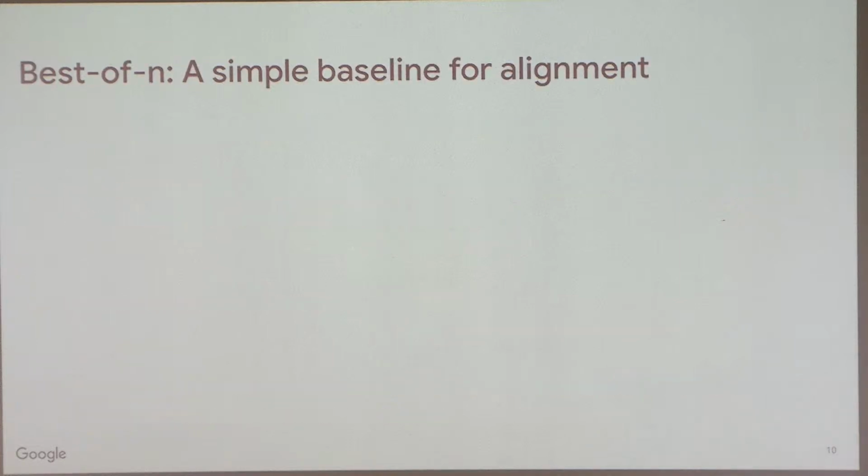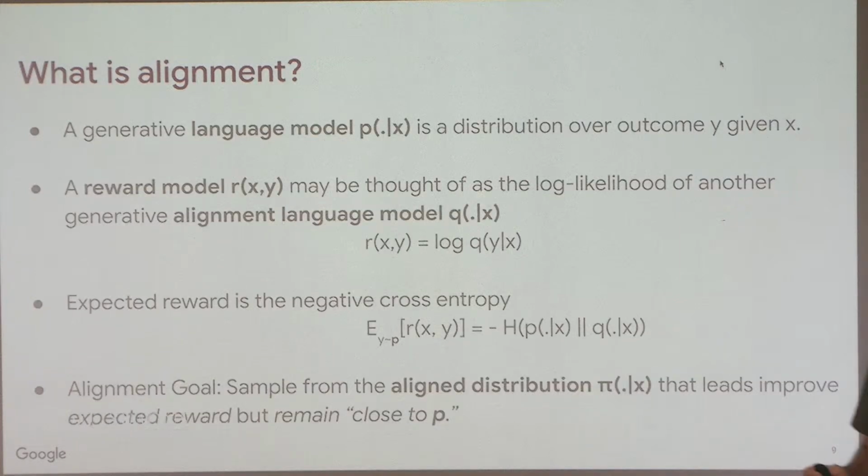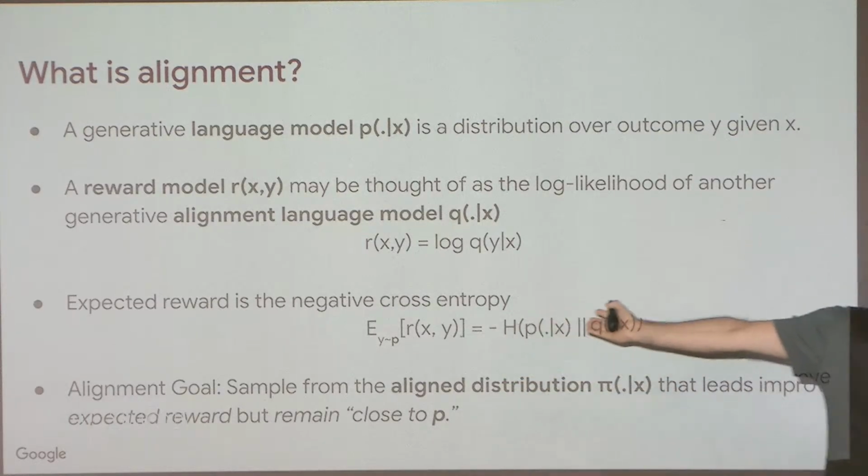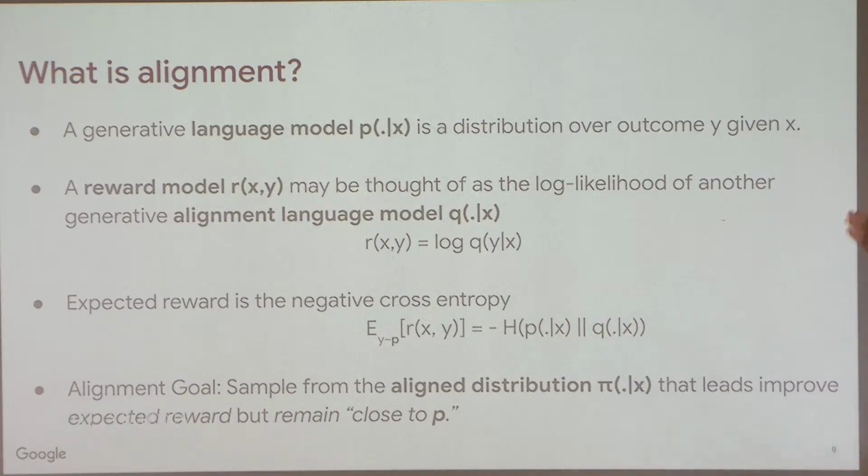Okay, so yes. Alignment language model. Is this something that you have or you want to reach? No, yeah, it's just basically a change of notation. So for any R, you can define Q. It's just exponentiate R and you get Q.